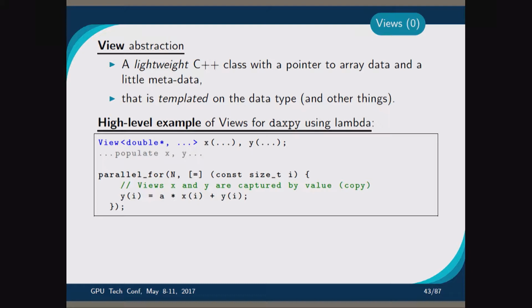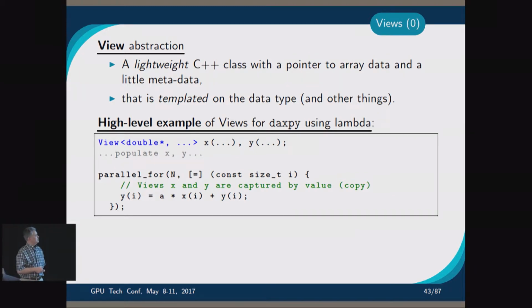It's a lightweight C++ class that has inside of it a pointer to the array data and a little bit of metadata that goes along with it. So we template it on the data type, and then there's some other template arguments that I'll get into later. So we can template on the data type and say, okay, now I've got a double precision, and this is a rank 1 dynamically sized view. I'll get into details as to how you see that.